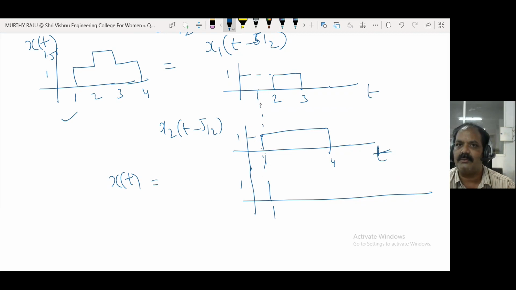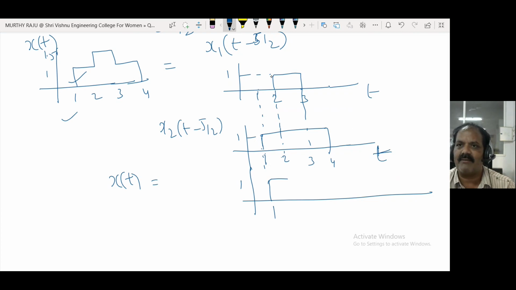At t is equal to, t value lies in between 1 comma 2. Here 1, 2. x2 of t minus pi by 2 is 1. x1 of t minus pi by 2 is 0. 0 plus 1 is 1. Therefore, in the limit of this one, 1 to 2 is satisfied.